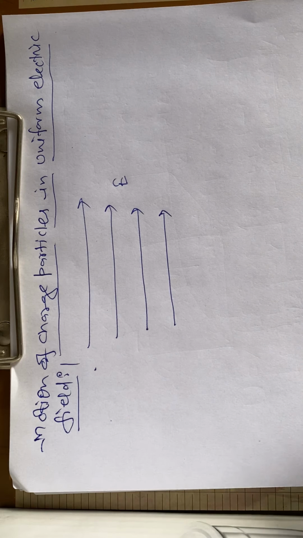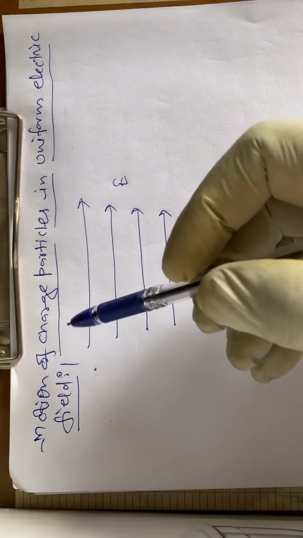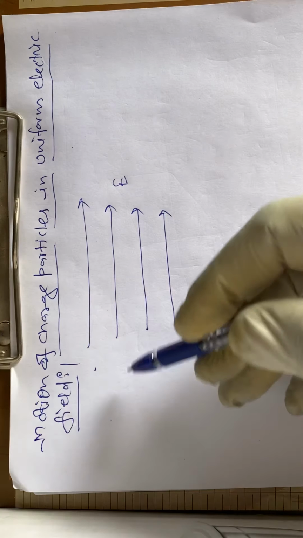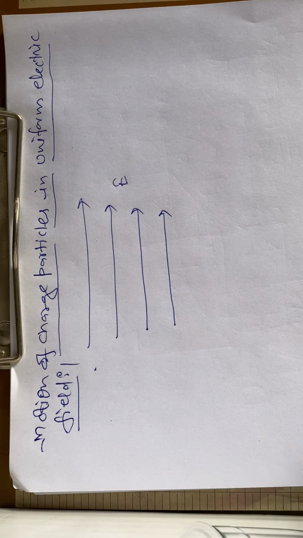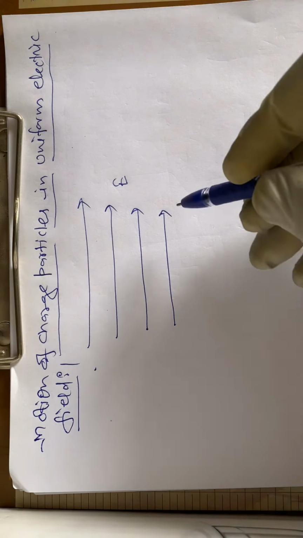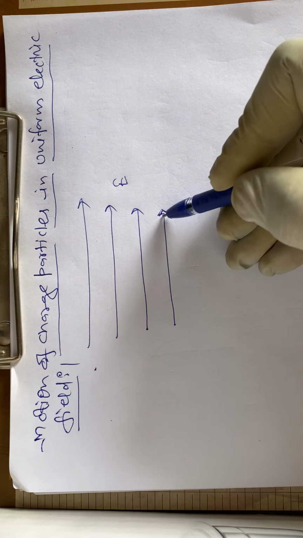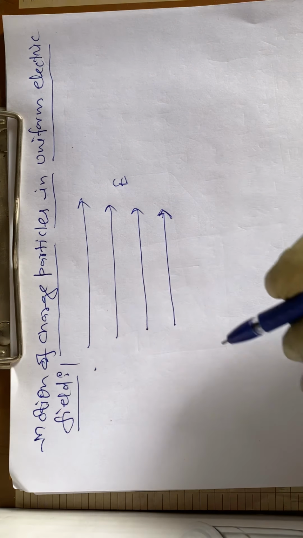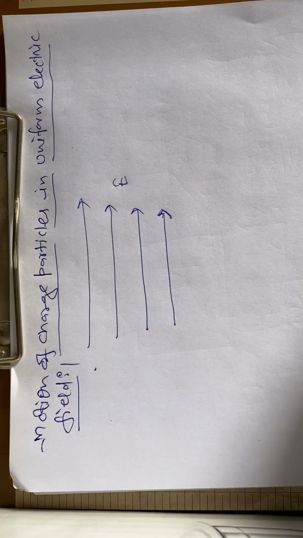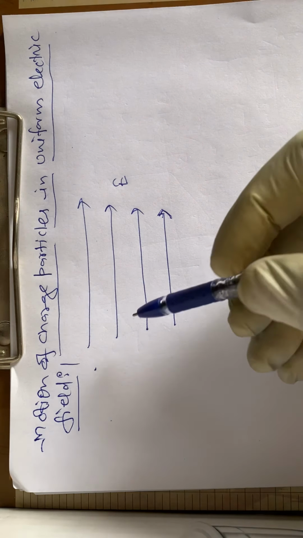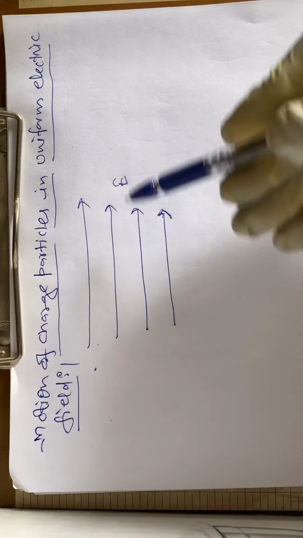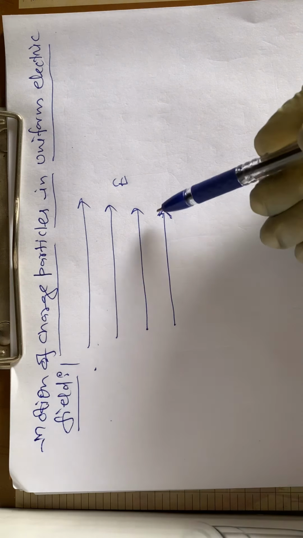In this video, I'm going to discuss motion of a charged particle in a uniform electric field. What type of motion can any charged particle experience if it is in a uniform electric field? Let's take an example. Say this is a uniform electric field pointing from left to right.